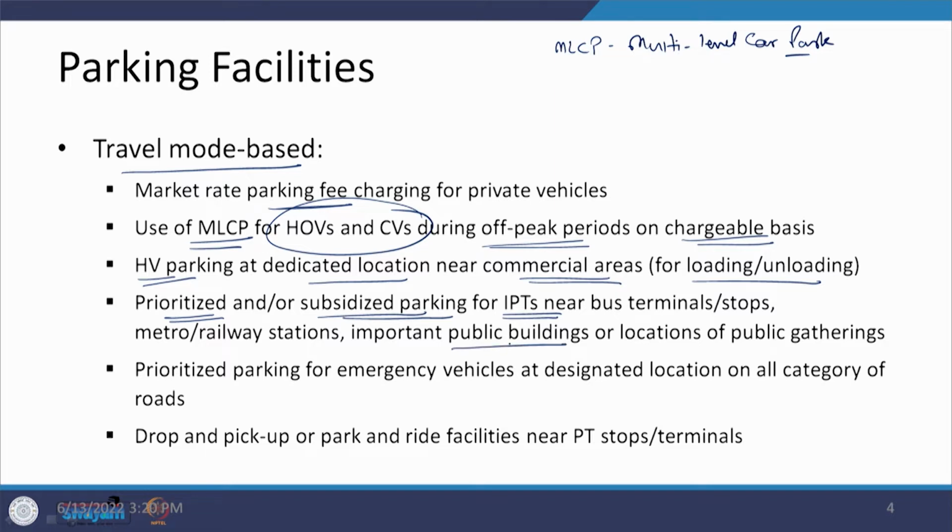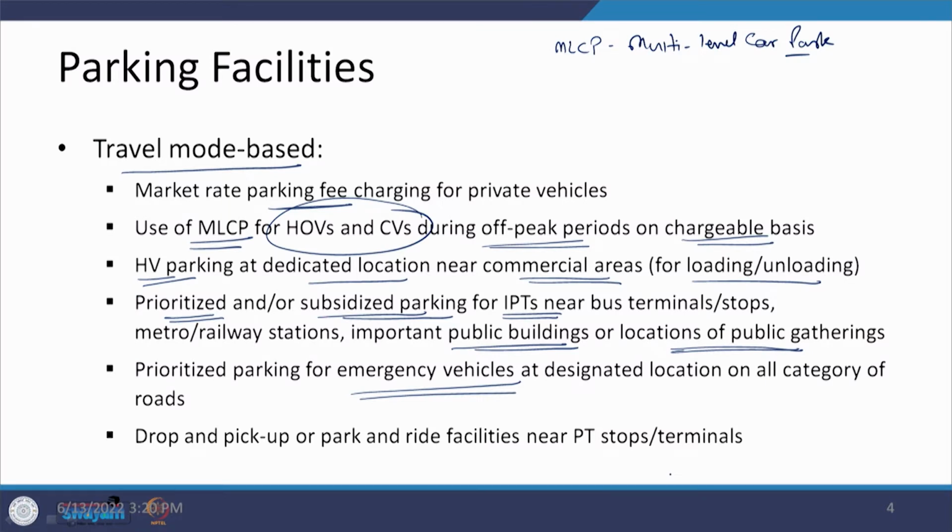This also needs to be looked at near the various public buildings or the locations where gatherings may be there. Then prioritized parking for emergency vehicles is also an important aspect. If under any eventual condition the emergency vehicle is not available in the nearby location, then this may translate into more fatal conditions. So, we should have dedicated locations where only emergency vehicles are allowed to be parked.